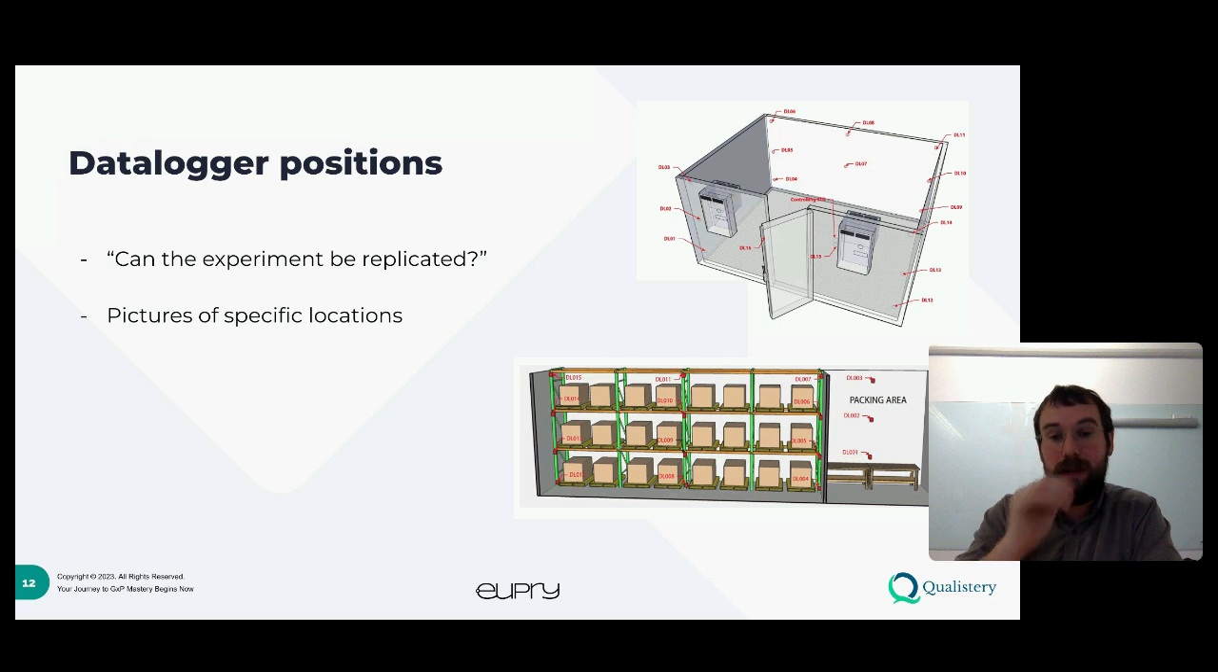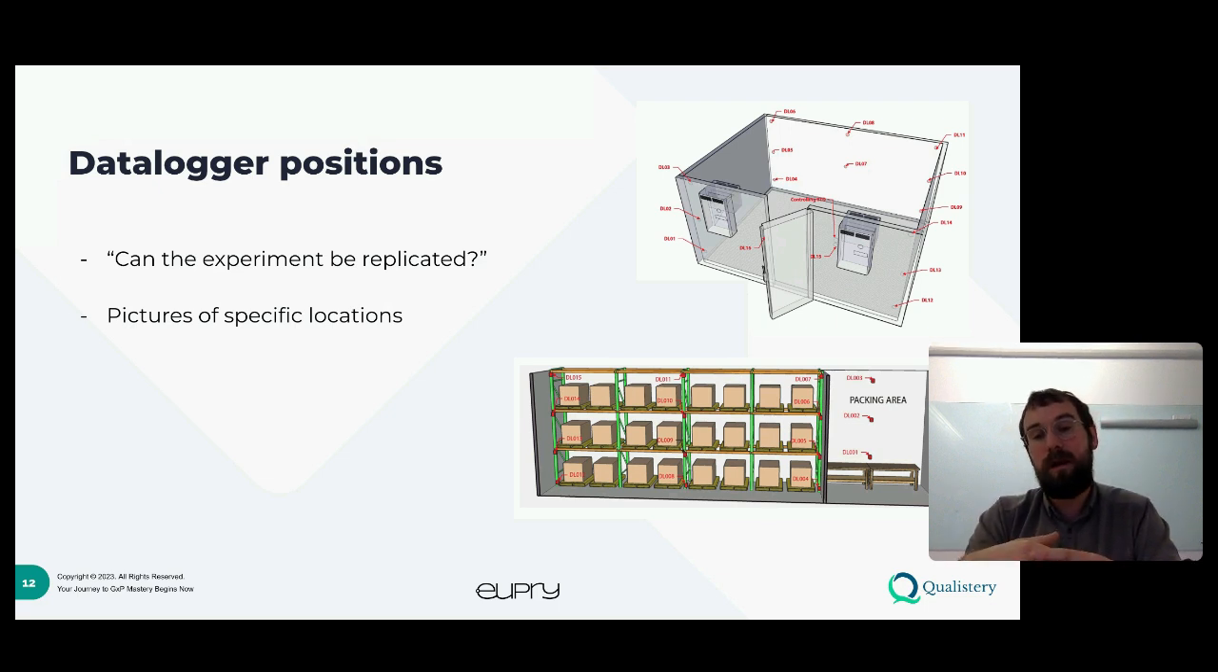So another good thing to keep in mind is pictures of the specific locations. This is something that is so easy to implement, especially for fridges and freezers. It can be in one picture. You can take a picture of this entire thing. You can see all the data logger positions. It's a little bit more cumbersome for larger units and warehouses, but it pays back often.